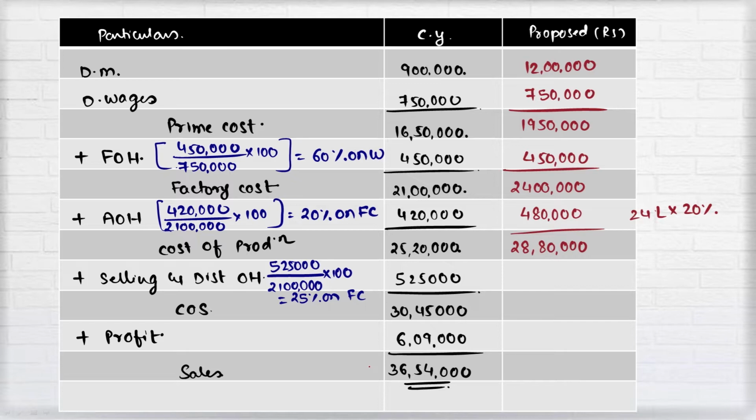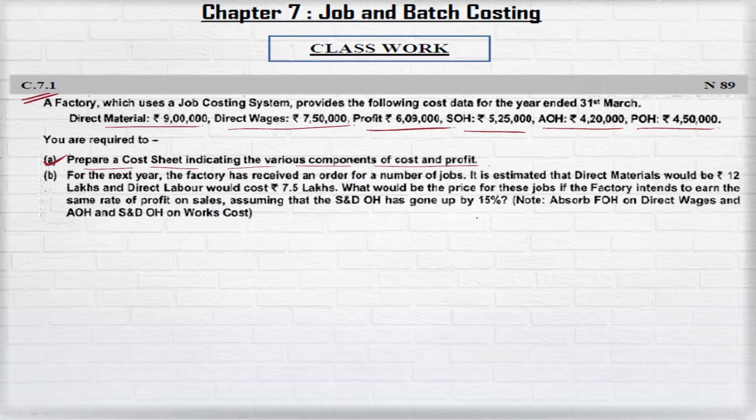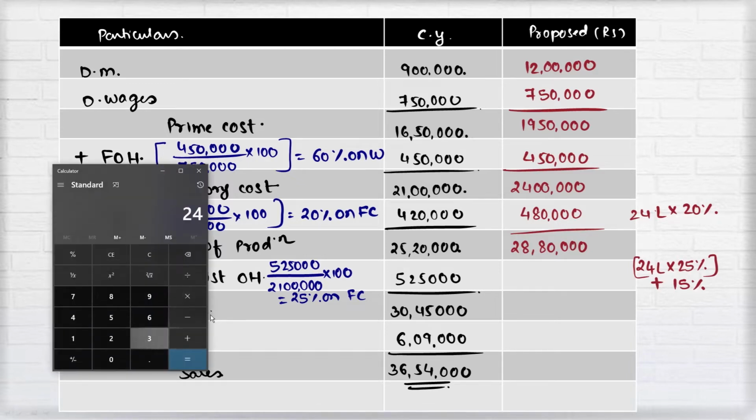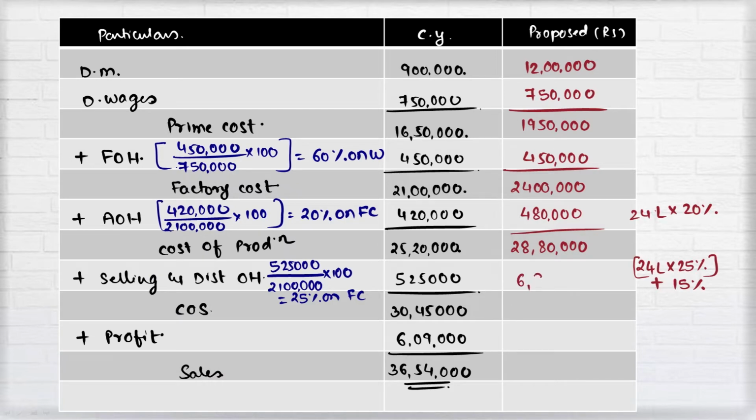Selling and distribution overhead will be 25% on factory cost, plus it has gone up by 15%. So selling and distribution I'll be finding out like this. It is the 24 lakhs into 25% plus 15%. 24 multiplied by 25% is 6 lakh, plus 15 percent, that is 6 lakh 90,000. My cost of sales will be 35 lakh 70,000.